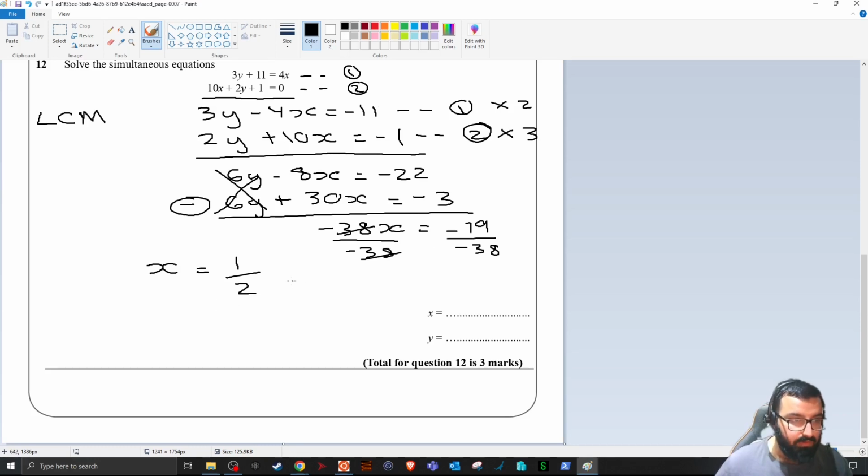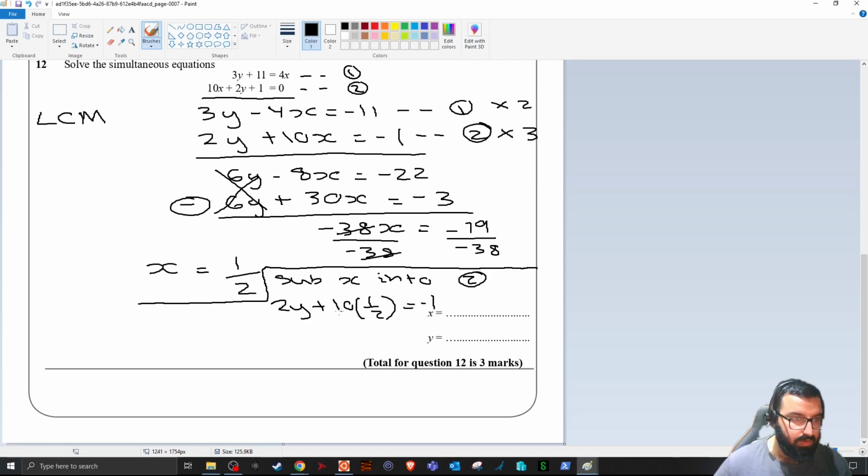So now, sorry for the lack of space guys, I'm going to substitute x into either equation 1 or equation 2. I'm going to do this in equation 2, it just looks slightly easier to me. So 2y plus 10 brackets a half equals minus 1. So 10 times a half is 5, so 2y plus 5 equals minus 1.